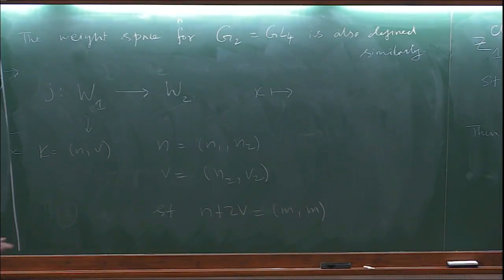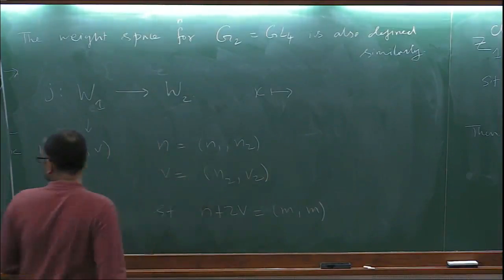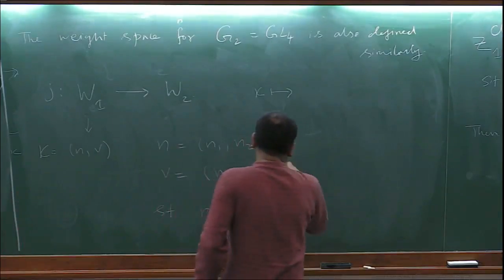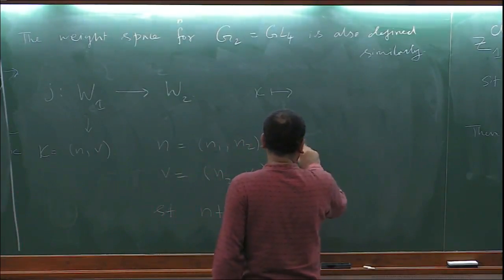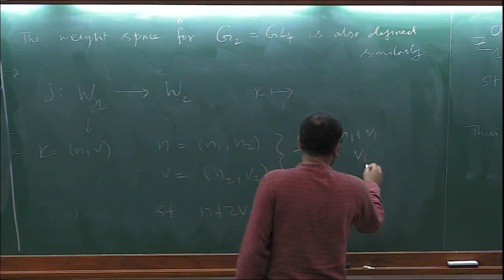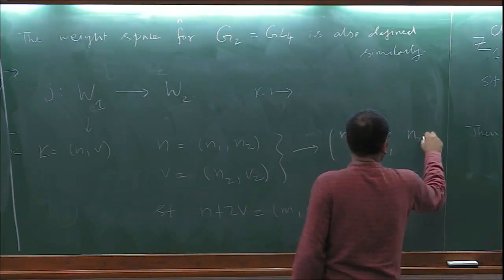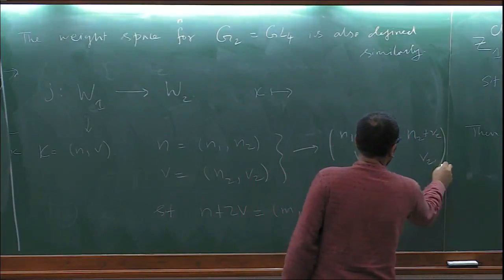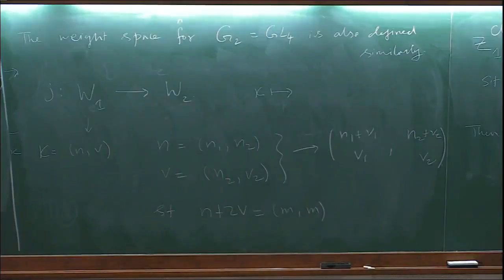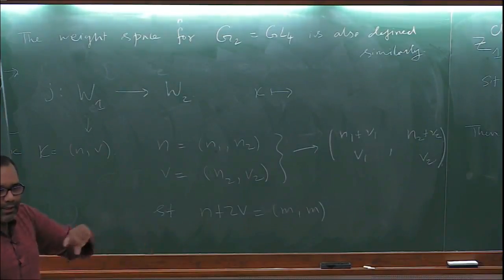So here I'm thinking of N1 and N2, so I'll just identify one on each torus. Or rather, let me be precise. The association is, I'll send this weight to the weight (N1 + V1, V1, N2 + V2, V2), where (N1 + V1, V1) gives me a weight here, and (N2 + V2, V2) gives me a weight here. So that's the translation which preserves.